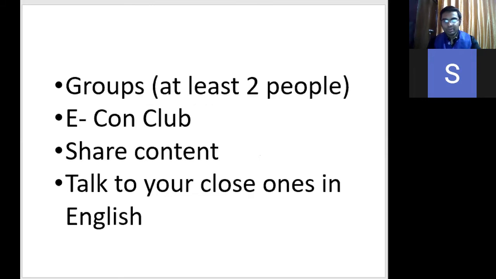Groups, at least 2 people, which I already talked about. When it comes to an accountability partner, as I already shared with you, look for an accountability partner with whom you could speak. The Econ Club is there. Every single Saturday you could come, you could speak, and you could exchange your ideas. You can gain so many ideas.